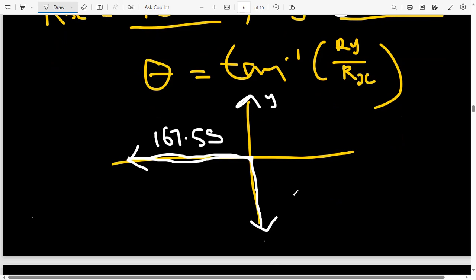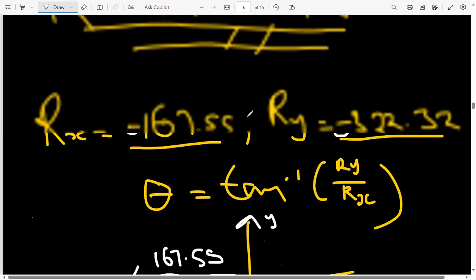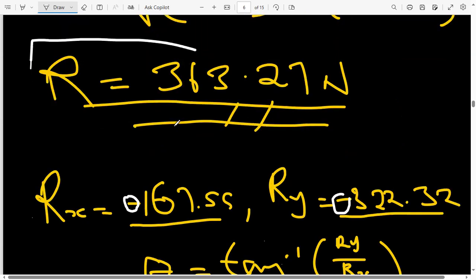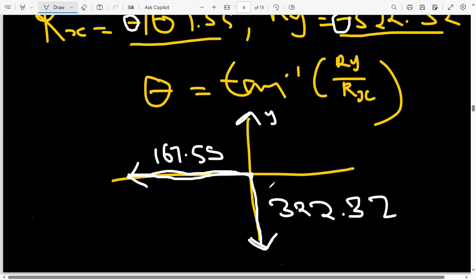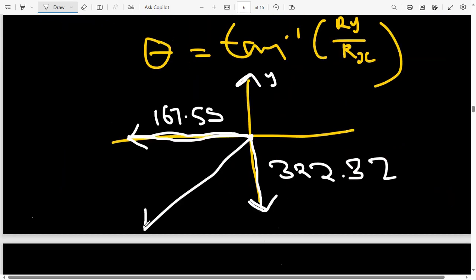And the value that it has is 322.32. Notice that I've not written the negative. Why? Because the negative is being shown by this arrow. Okay, so it means that this resultant vector that we found here is between these two guys here. So I'm just going to write like this. So this is the resultant.